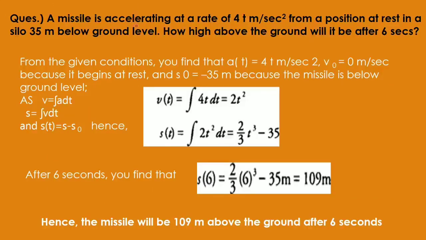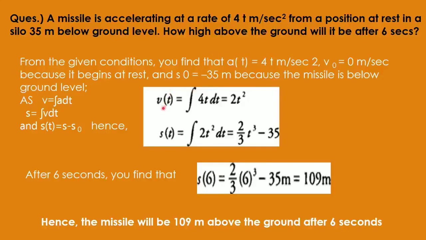Next question with you is, they are saying a missile is accelerating at a rate of 4t. This is acceleration, 4t. From a position at rest in a silo, means just like a mine, 35 meters below the ground level. How high above the ground will it be after 6 seconds? So acceleration is given from a position at rest. U means the initial velocity is 0 given, and initial distance is 35 meters, s naught.